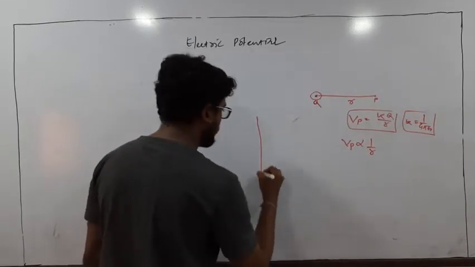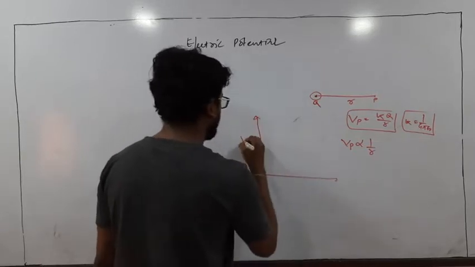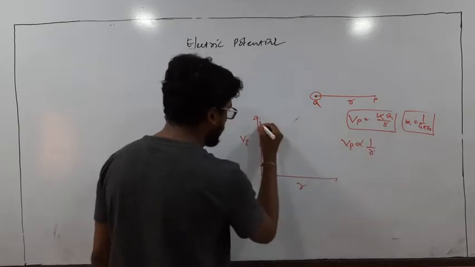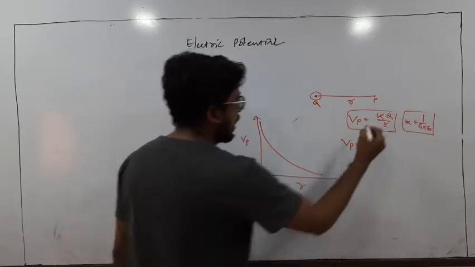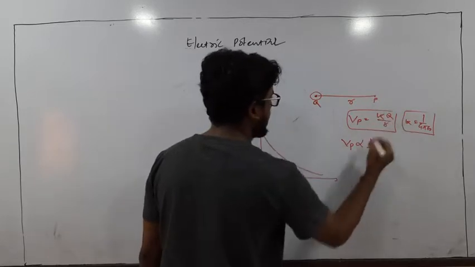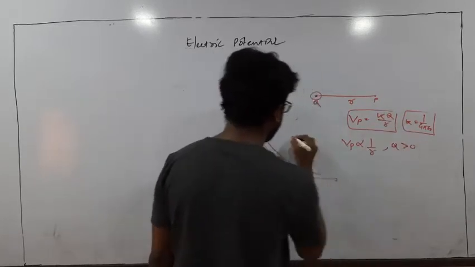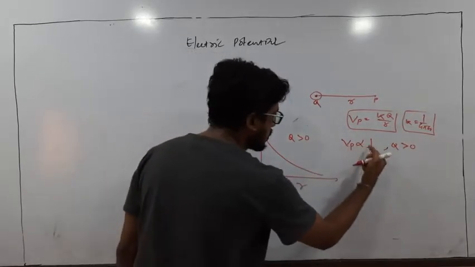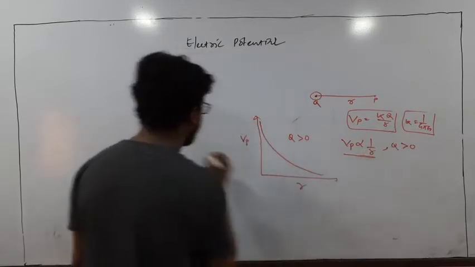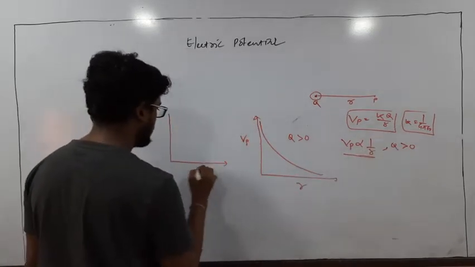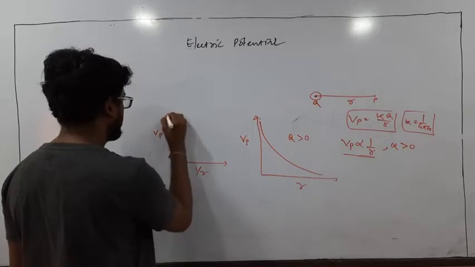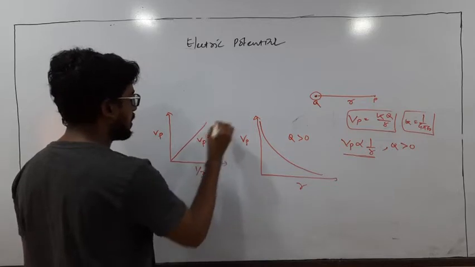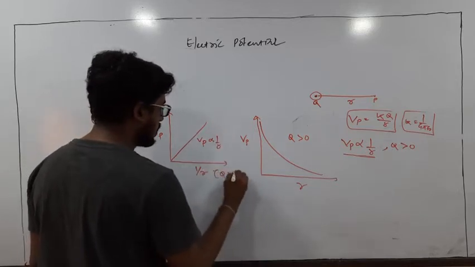So if we plot the graph, this is the potential and this is R. Vp is inversely proportional to R, so the graph will be like this. And this is the expression when charge is positive, that means when Q is greater than 0. And if I take Vp with respect to 1 by R, Vp is directly proportional to 1 by R, so the graph will be like this. Okay, this is the relation when Q is greater than 0.